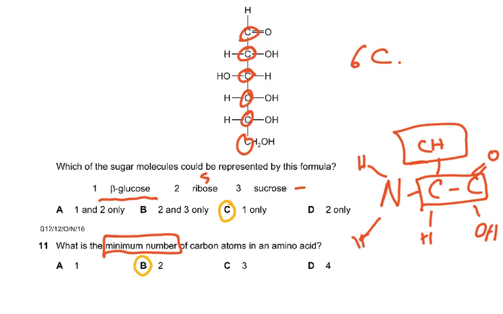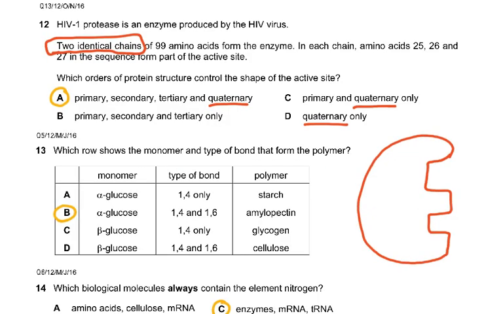Now, if you look at question 12, it says HIV protease is an enzyme produced by the HIV virus. Two identical chains of 99 amino acids form the enzyme. When it says two identical chains, immediately what should come to your mind, if there are two or more chains, then it's a quaternary structure. So this one is rubbish. So you cancel out the one which is totally wrong, and then you reread the question.